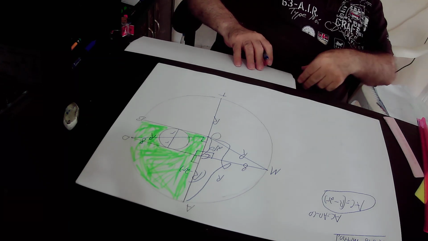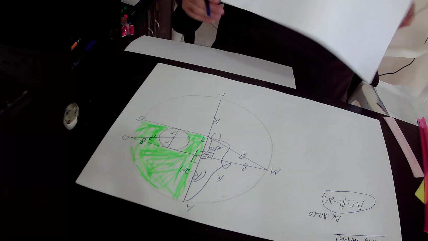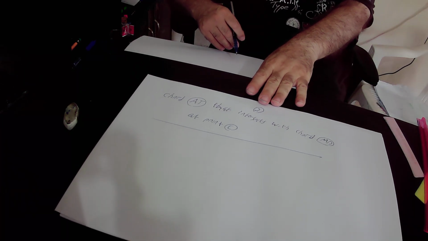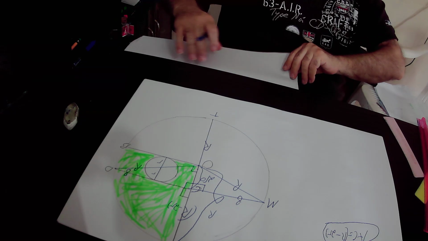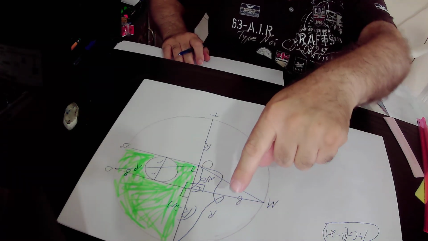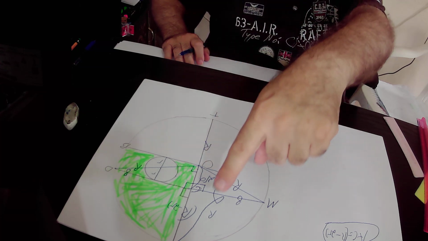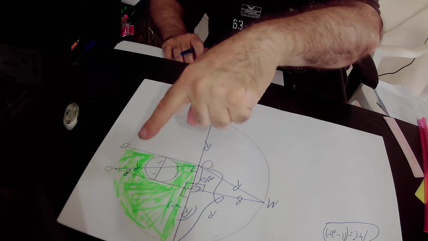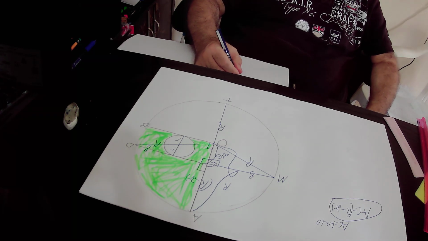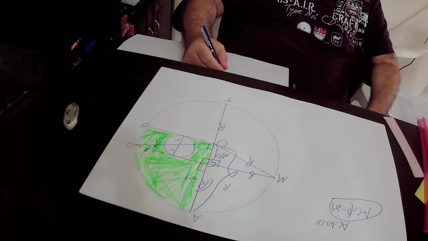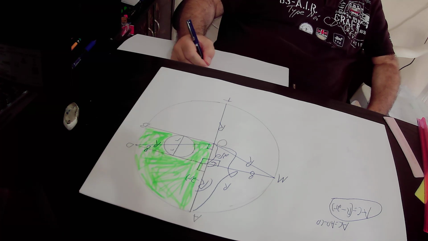We have chord AT that intersects with chord MD at point C. Therefore, according to rule number 11, we will get that MC times CD equals AC times CT. Again, MC times CD equals AC times CT.